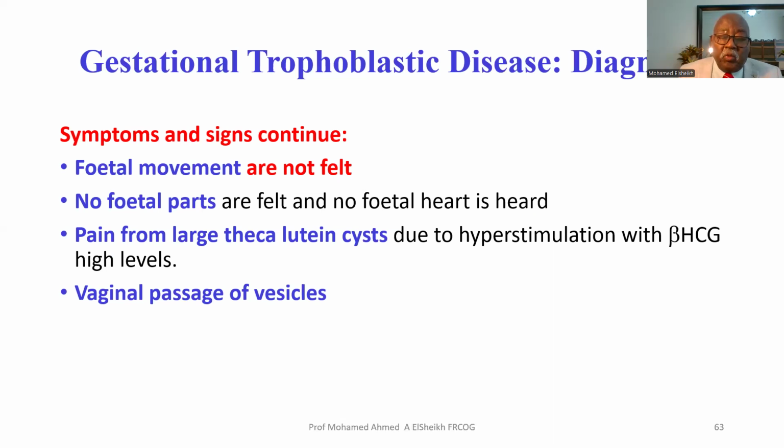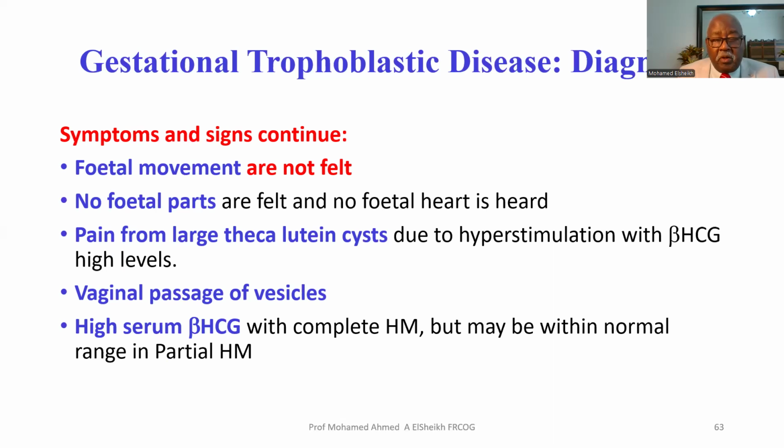Pain from large theca lutein cysts due to hyperstimulation with high beta HCG levels. Beta HCG stimulates the theca lutein cysts, and they could form large cysts leading to pain. Vaginal passage of vesicles, sometimes with the bleeding, she could pass vesicles, which look like grapes when they come out. High serum beta HCG with complete hydatidiform mole, but maybe within normal range in partial hydatidiform mole. So beta HCG is high in complete hydatidiform mole.